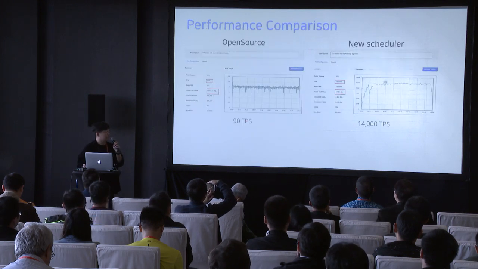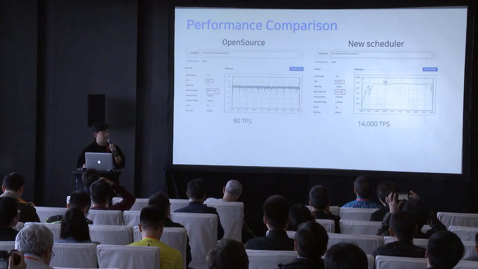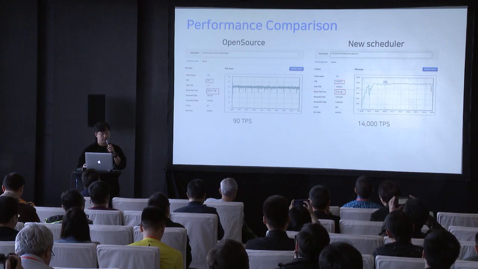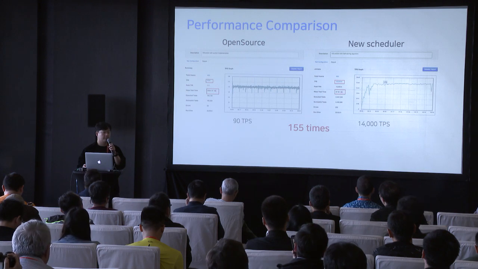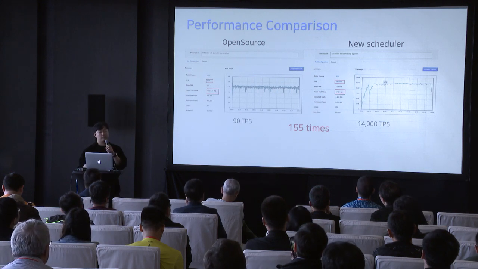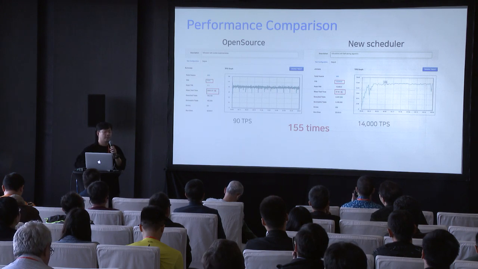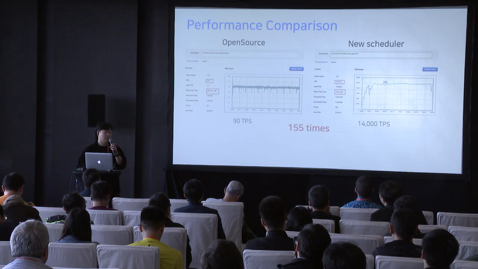This is our performance comparison between open source and our new scheduler, and it shows around 155 times more TPS. Actually, we did not enhance or improve the TPS itself. We just made the system show a consistent TPS no matter how many users and how many actions are used.